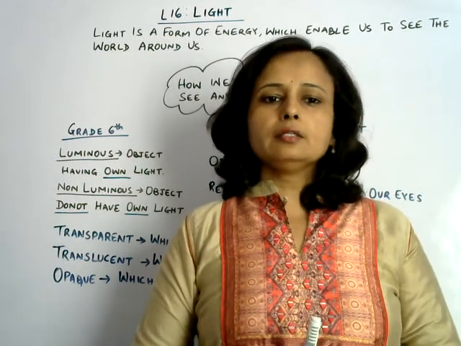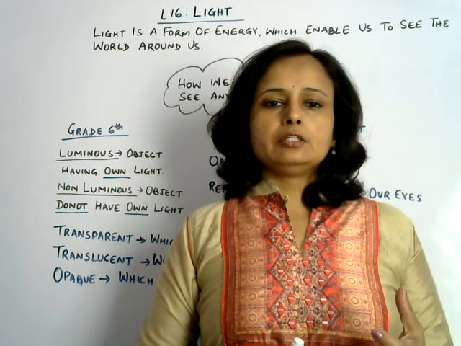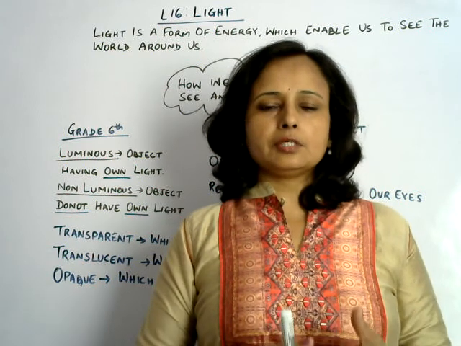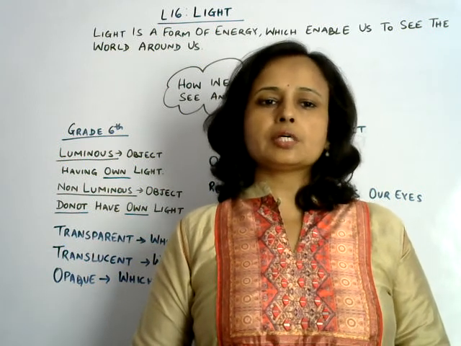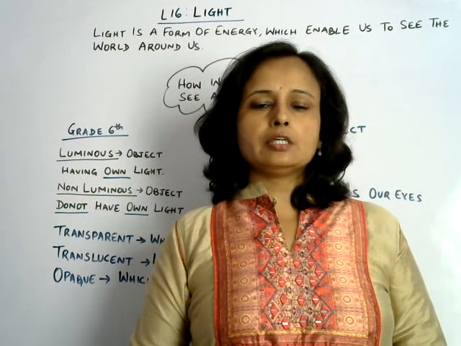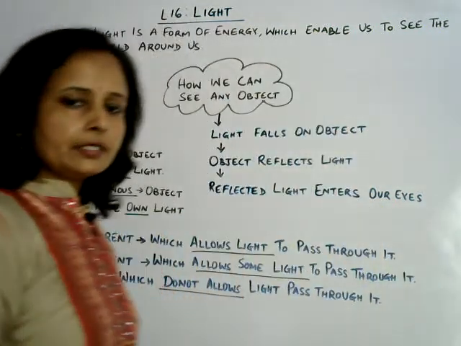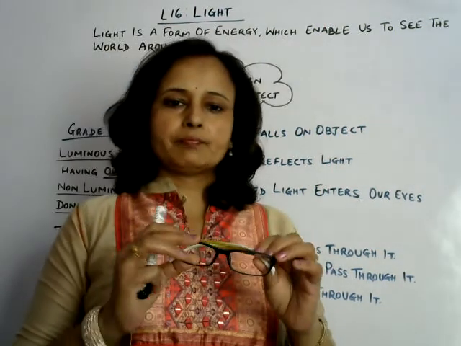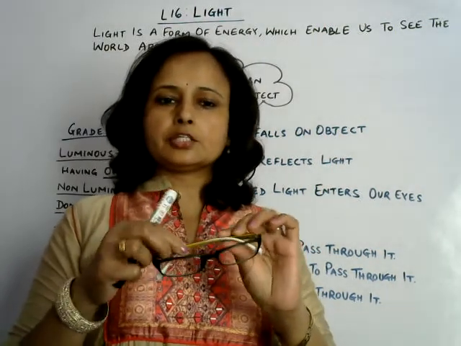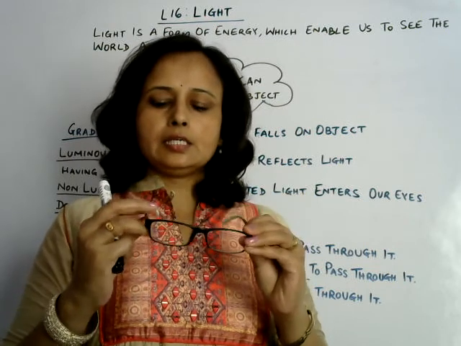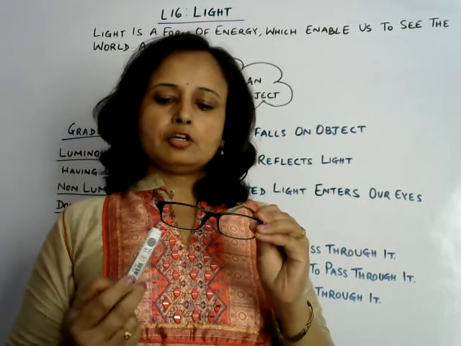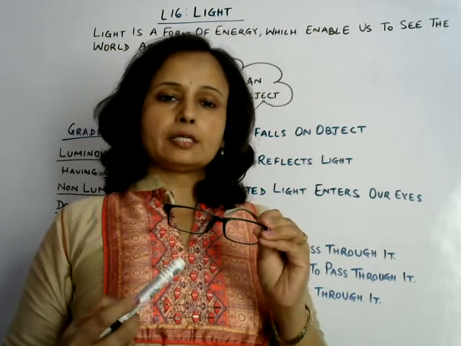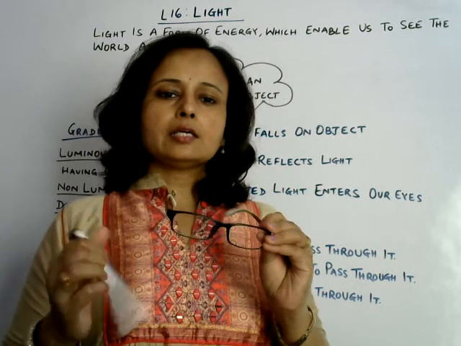Then according to the ability of light to pass through an object, the objects can be categorized into three categories. Those are transparent, translucent and opaque. For example, this glass is transparent. Why is this transparent? Because we can see the back side of this as well, not only front but back, so we can see through it. That is why this glass is transparent.